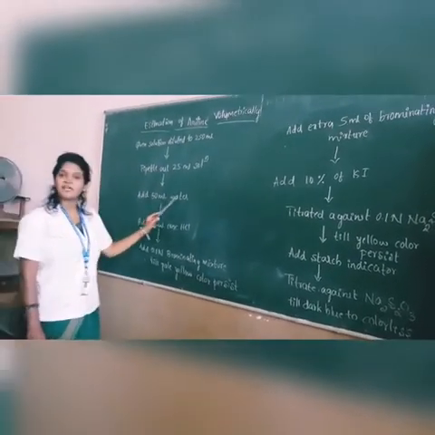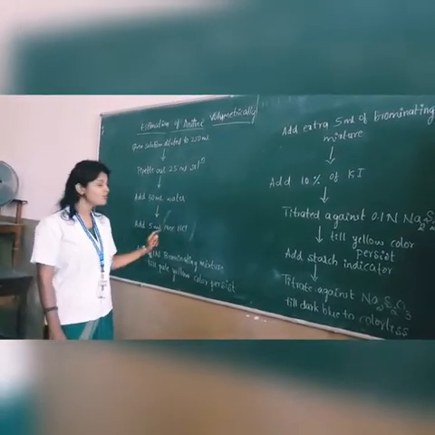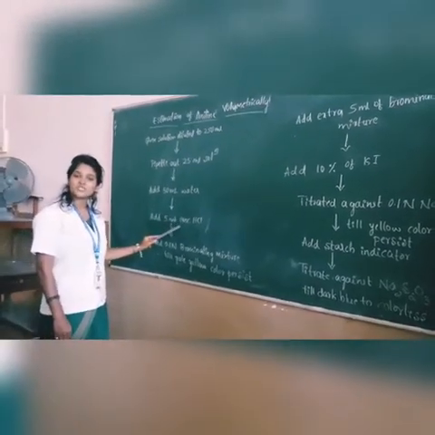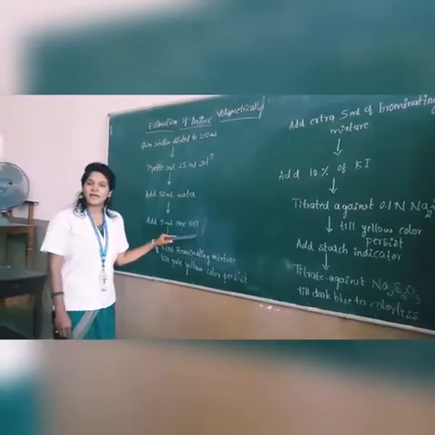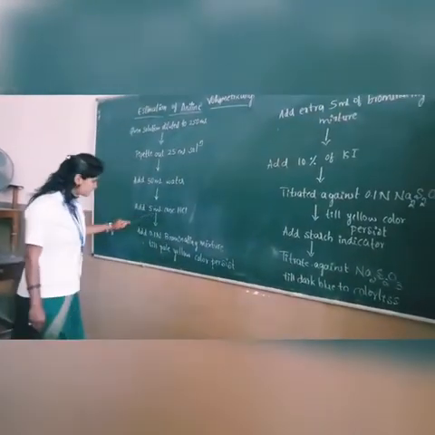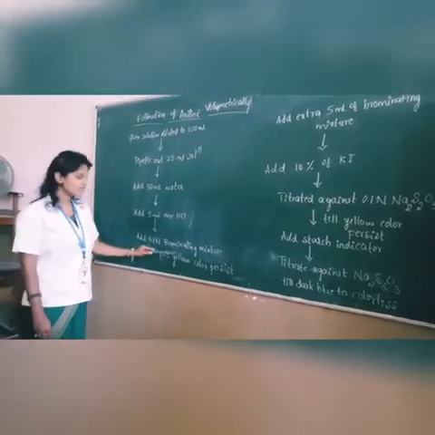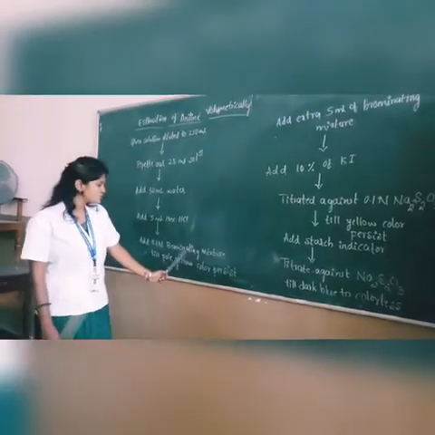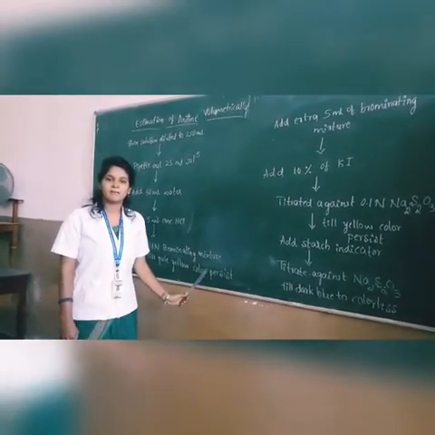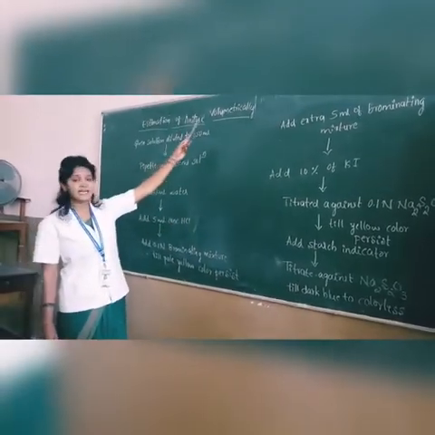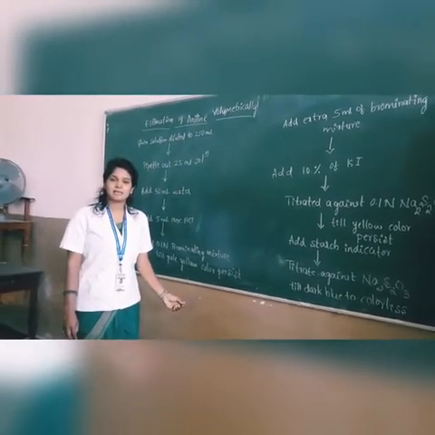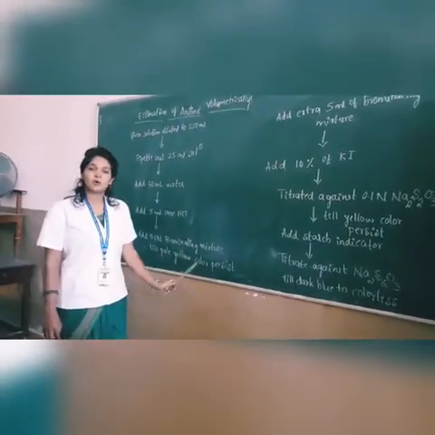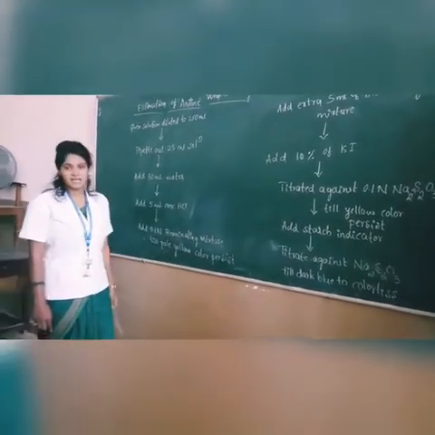Then we add 50 ml of distilled water to that solution for further dilution, and then we add 5 ml of concentrated hydrochloric acid for maintaining the acidic medium. Then we add the 0.1 normal brominating mixture until a pale yellow color persists, because aniline analysis mainly depends upon the bromination method. That's why we are using the brominating mixture for this reaction.